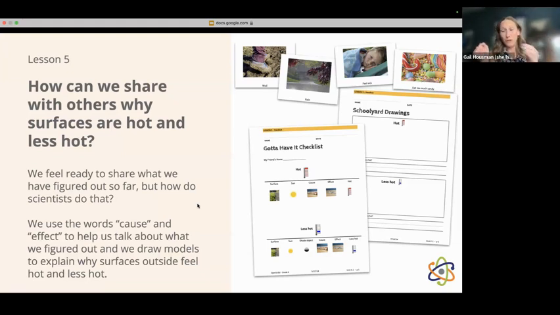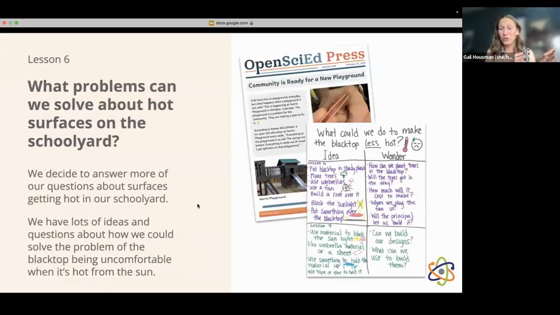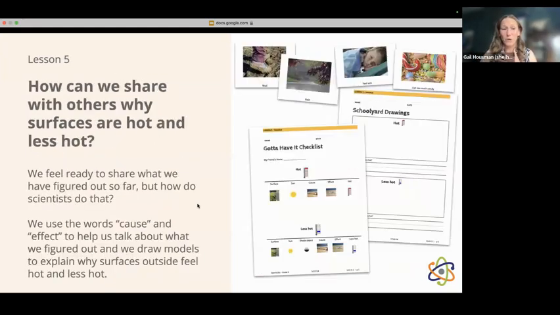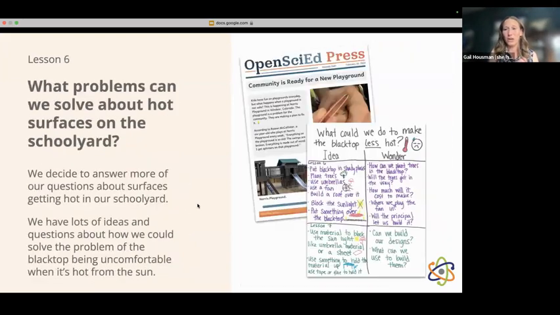So then the move for the rest of the unit is to go back to our notice and wonder chart. In lesson 6, we revisit that notice and wonder chart, and we are now pointing out some of the questions we haven't addressed yet. So are there other things we didn't figure out? Well, we were noticing surfaces like the blacktop or maybe the rubber on our playground.